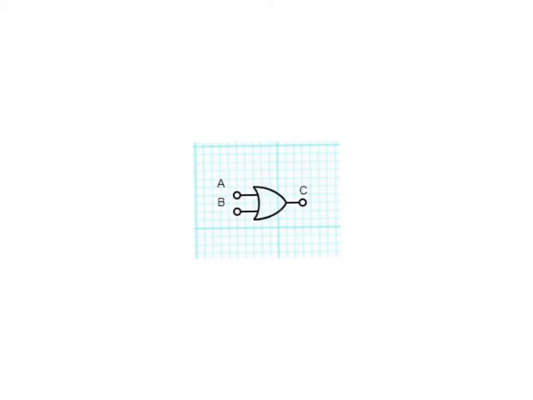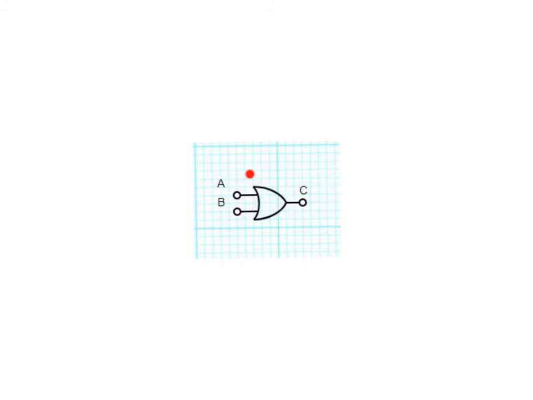Now, next is an OR gate. Now, an OR gate is a bit different to an AND gate because an OR gate still has A and B sitting here and here and still has C as the output. But for an OR gate, if both are 0 or both have got no charge, then C will have no charge. But if either A or B has a charge, or if both A and B have a charge, then C will have a charge.